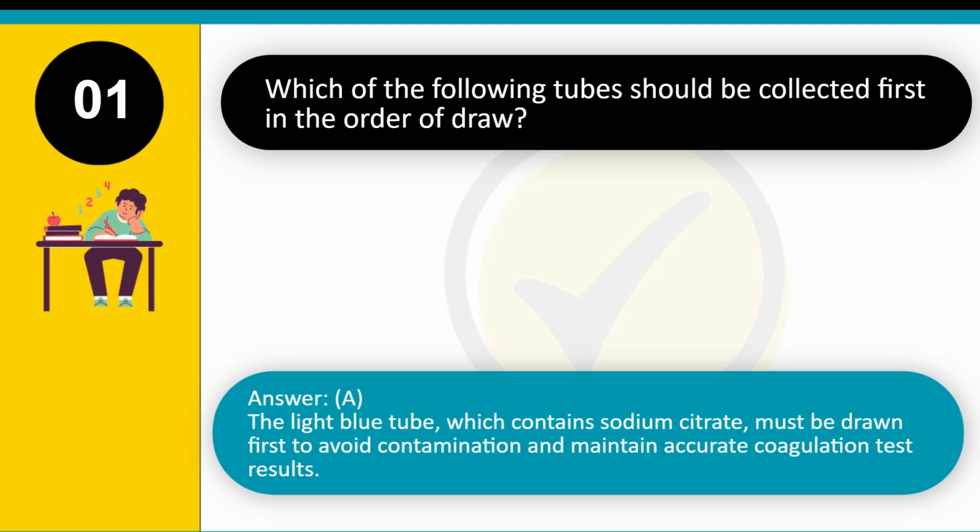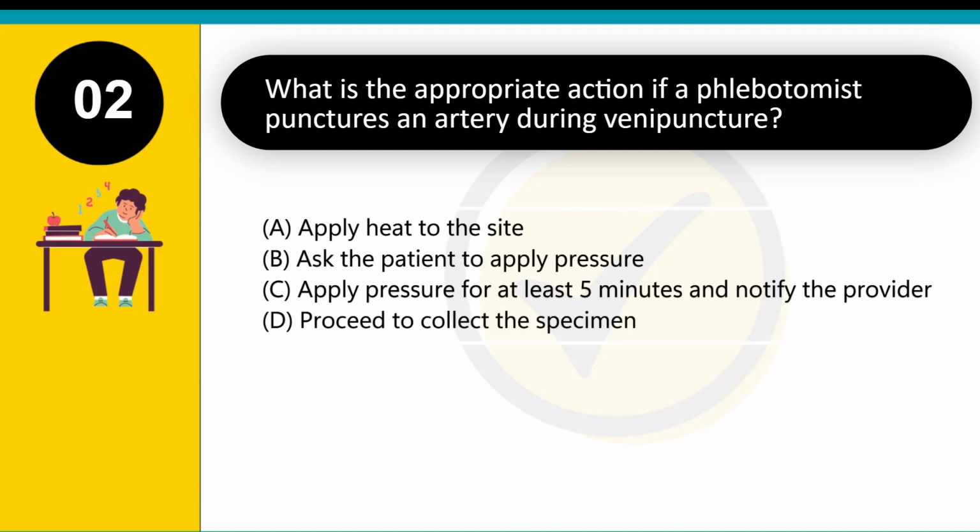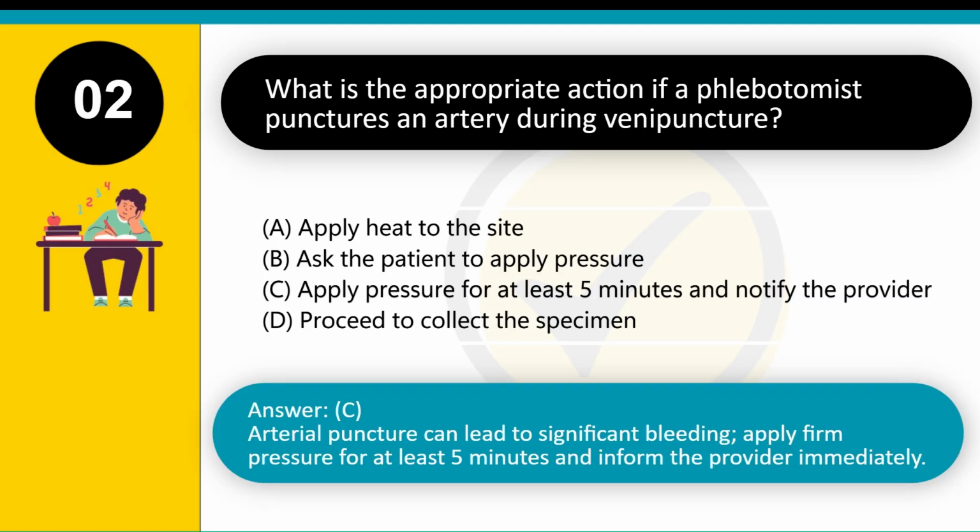results. What is the appropriate action if a phlebotomist punctures an artery during venipuncture? A. Apply heat to the site. B. Ask the patient to apply pressure. C. Apply pressure for at least 5 minutes and notify the provider. D. Proceed to collect the specimen. Answer C. Arterial puncture can lead to significant bleeding. Apply firm pressure for at least 5 minutes and inform the provider immediately.